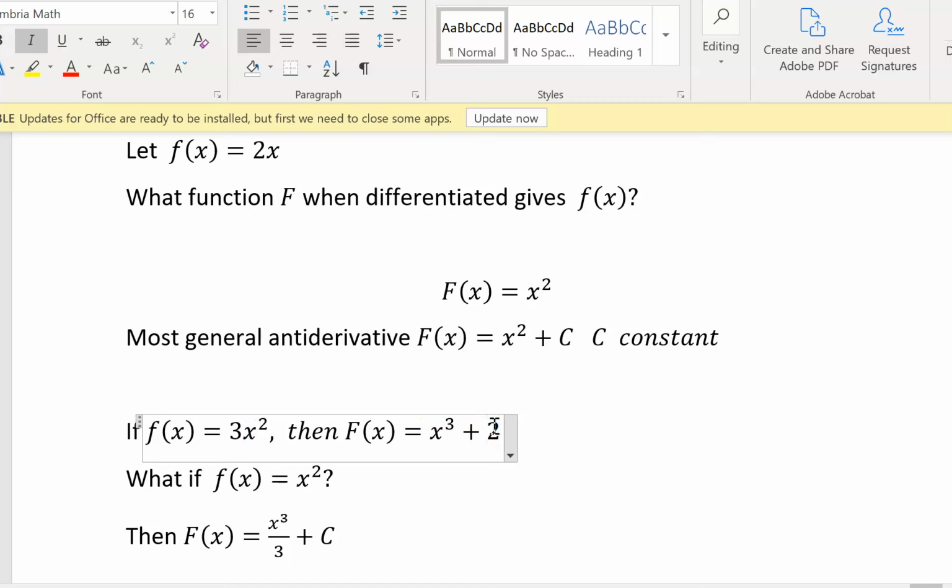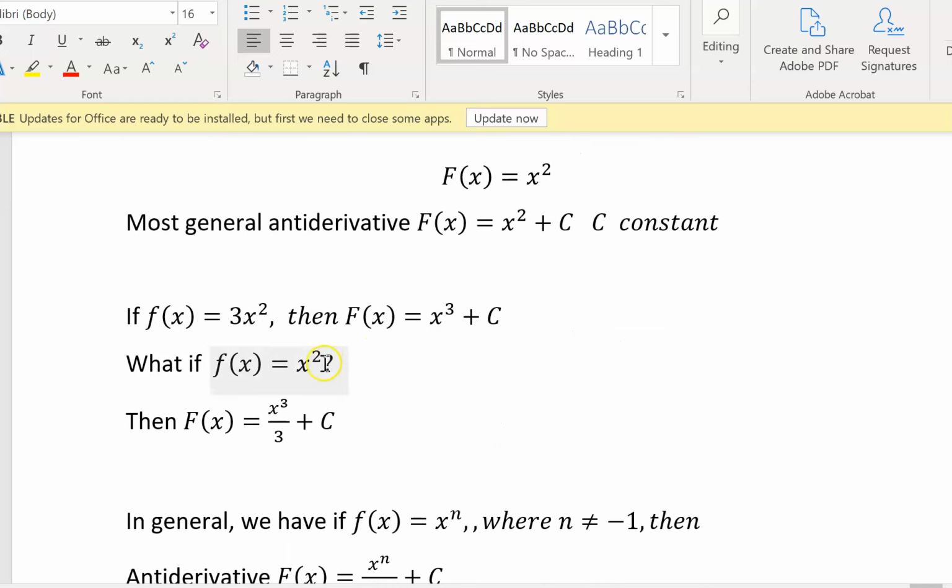So it's really not fair to say that x cubed is the general antiderivative. You can actually have a constant. You can have 3 or 5 or 7 or whatever. So in general we say that the antiderivative is x cubed plus c. We add a constant just to make sure.